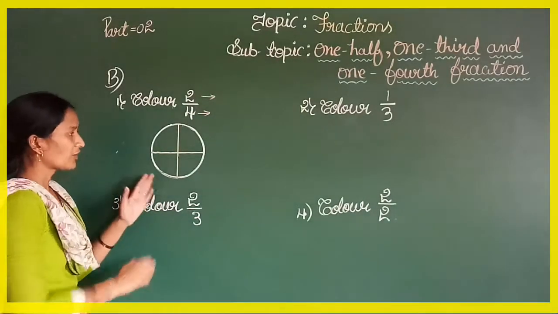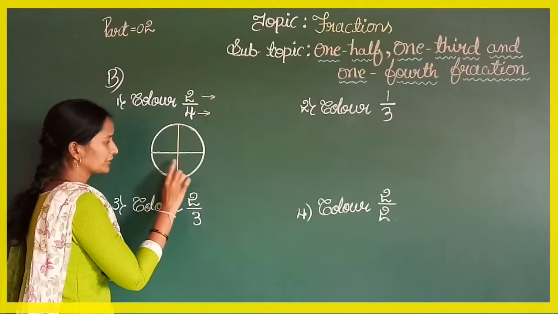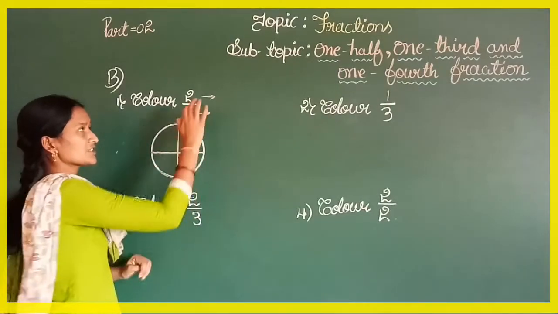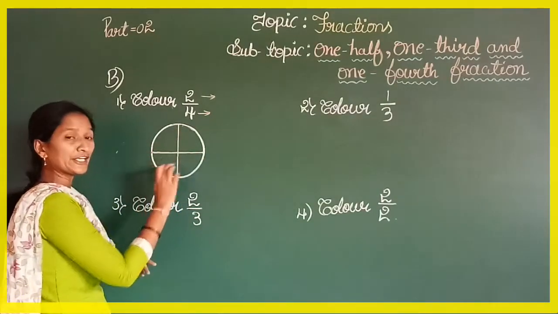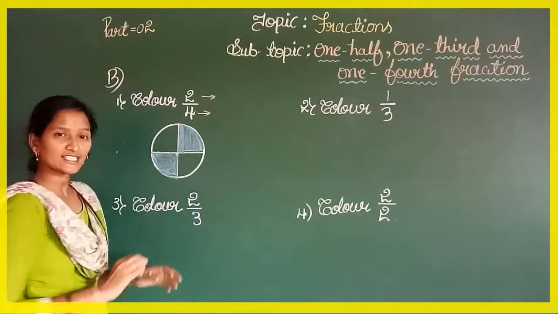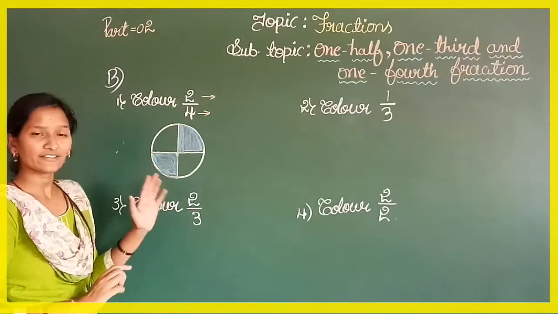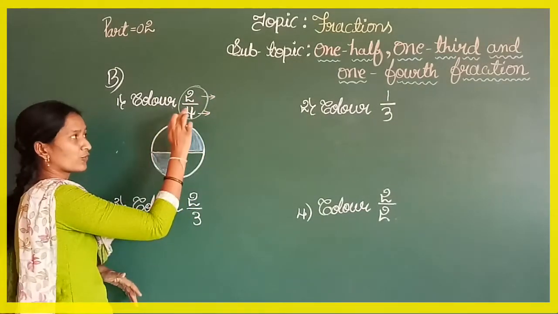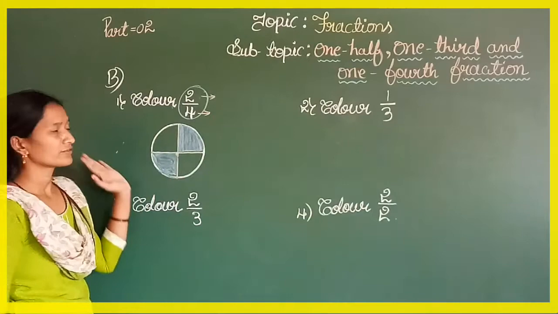So children, so now I am dividing the whole circle into 4 equal parts. See, 1, 2, 3, 4. So we finished the denominator, come to the numerator. Here is 2. So this 2 indicates the shaded part, means you have to shade any 2 parts in this circle. So look here. In this total 4 parts, I shaded only 1, 2 parts, right? So it shows the fraction as 2 by 4. So 2 indicates the shaded parts and 4 indicates the number of equal parts. So now we finished the first one.